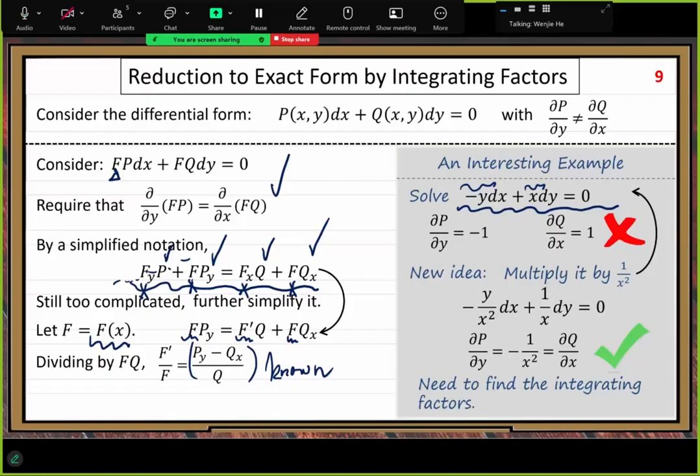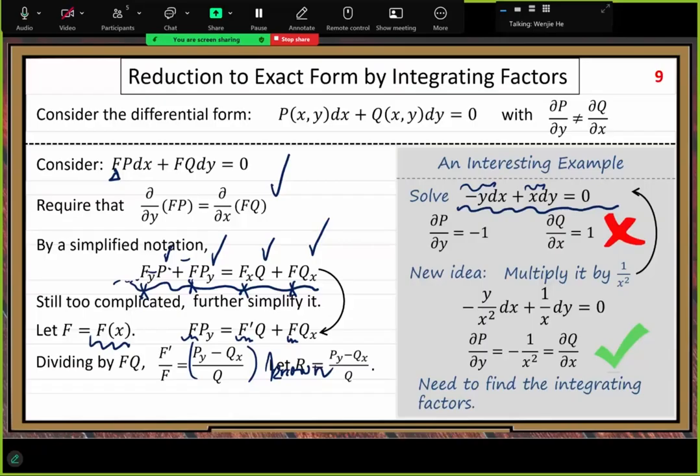So that means if we are lucky to make the right-hand side expression exclude any y terms, then we can find a solution. All right. So that's the limitation of this method. This method has limitation.